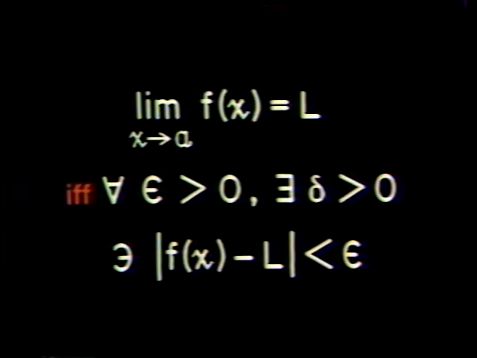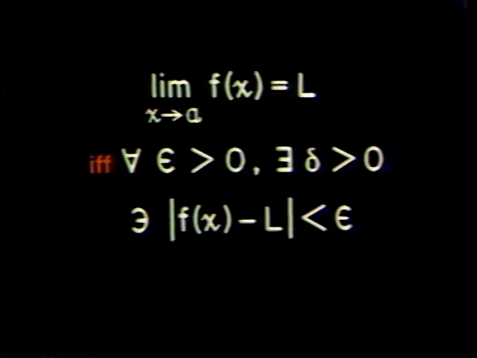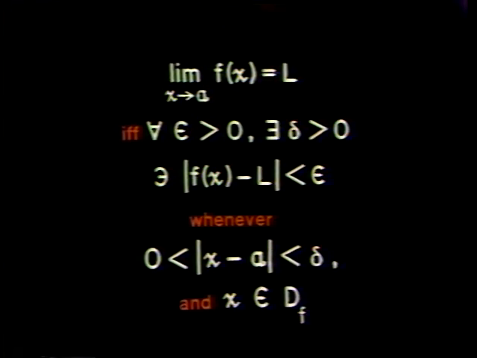the absolute value of f at x minus L is less than epsilon whenever the absolute value of x minus a is greater than 0 and less than delta, remembering that x must belong to the domain of the function f.